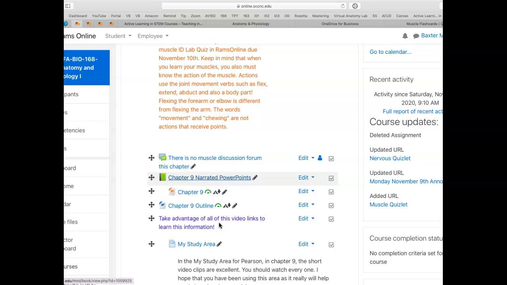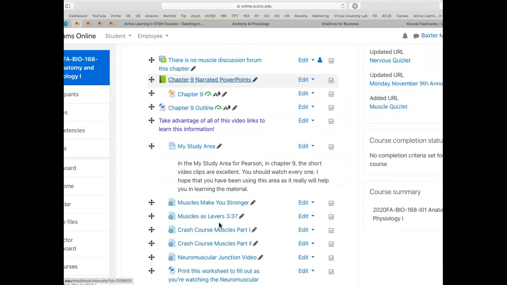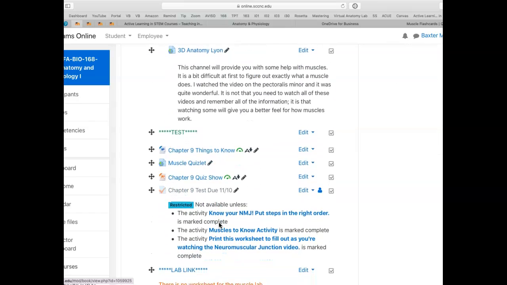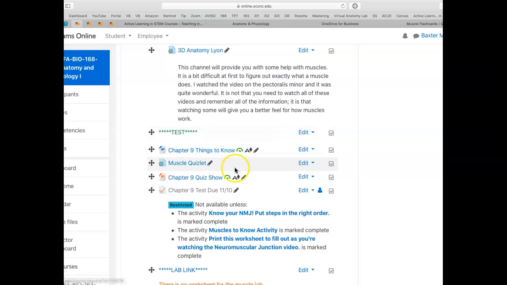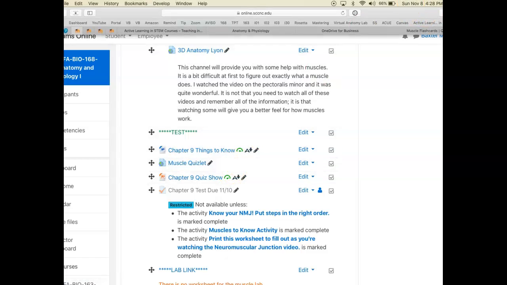The election is finally over, and this week you're finishing up your muscle chapter, so that's why I'm starting here in the muscles. So you have your test on the 10th, which is Tuesday.